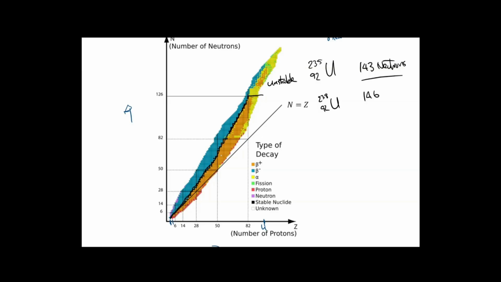Okay. Now, because it wants to get to that valley of stability, if it is, say, for example, here, so this would be about element 58 or something, it has too many neutrons. It wants to get rid of those neutrons to move to the valley of stability.